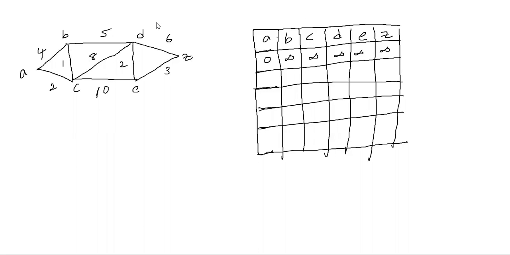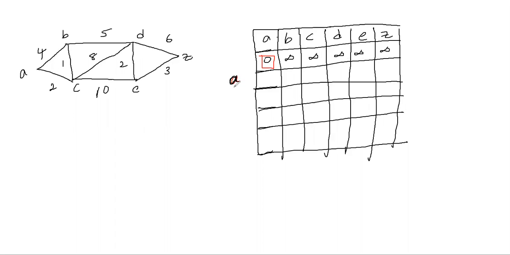In this, 0, infinity, infinity, what is the shortest one? 0. So you mark it. I'm marking it with red. When it is 0, this is the shortest one. You write that vertex here, A.